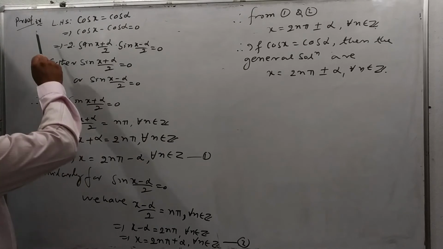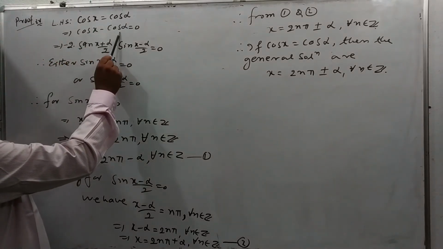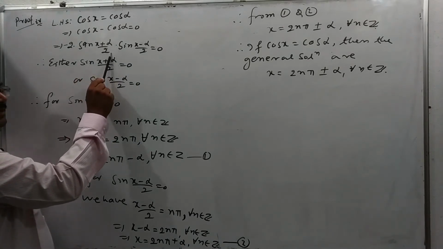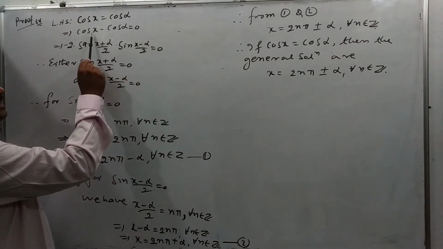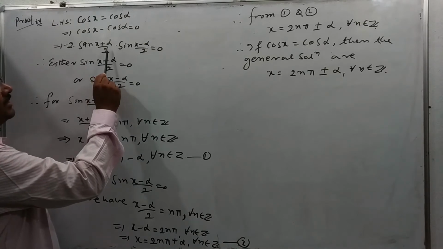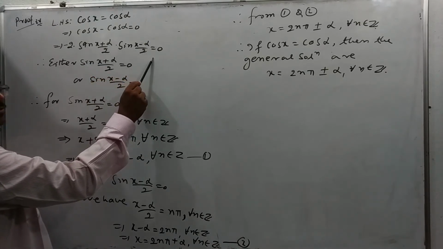Now come to the fourth proof. Cos x equals cos alpha. So cos x minus cos alpha equals 0. 2 sin of x plus alpha by 2 into sin of x minus alpha by 2 equals 0, since cos c minus cos d equals 2 sin of c plus d by 2 into sin of c minus d by 2. That formula we have used.